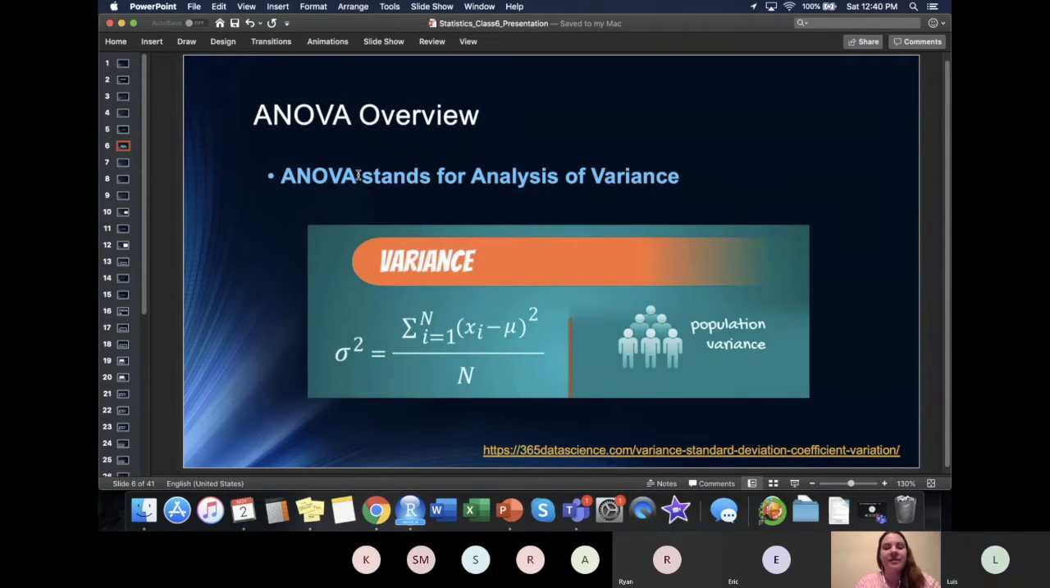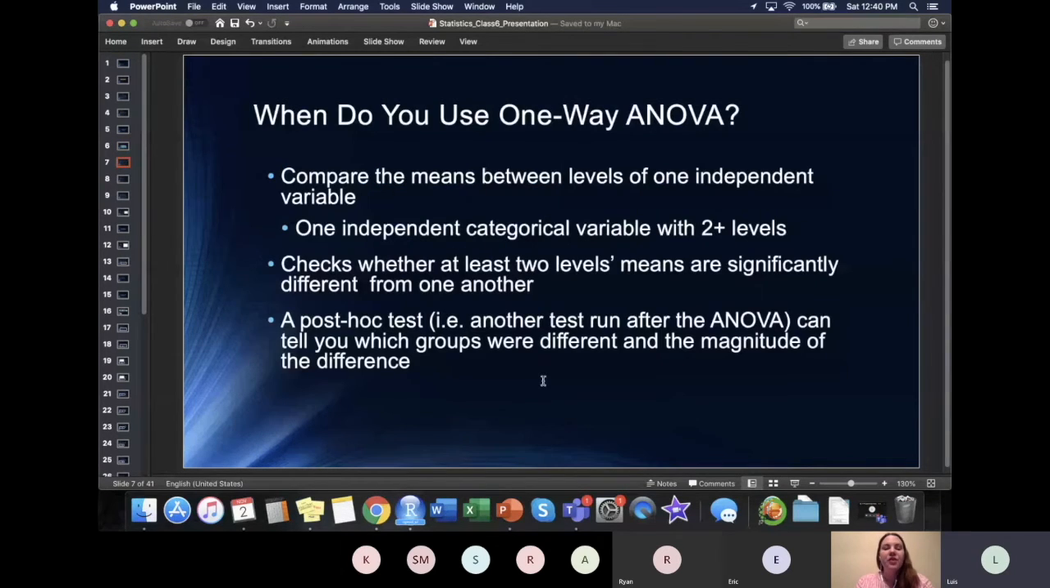ANOVA stands for analysis of variance. So in general, when we're doing ANOVA, we're looking at the variance between independent variables and dependent variables. So when do we use one-way ANOVA? I talked a little bit about this already. ANOVA very simply compares the means between different levels of one independent variable to a dependent variable. So that'll make more sense when I go over a couple of examples.